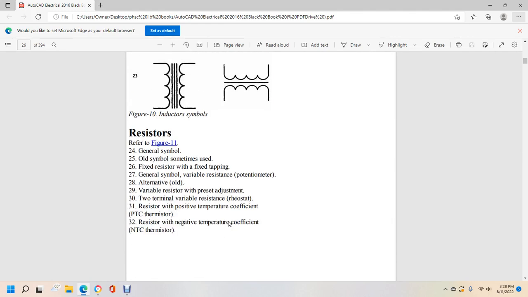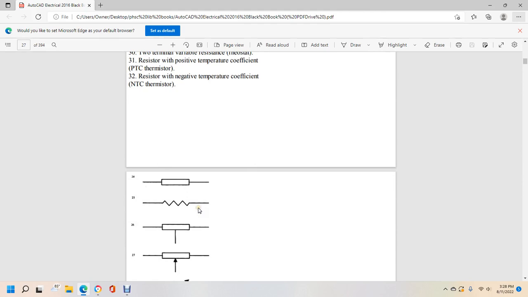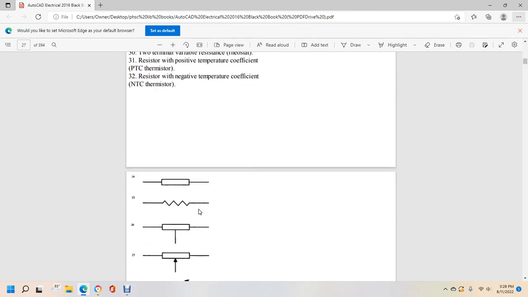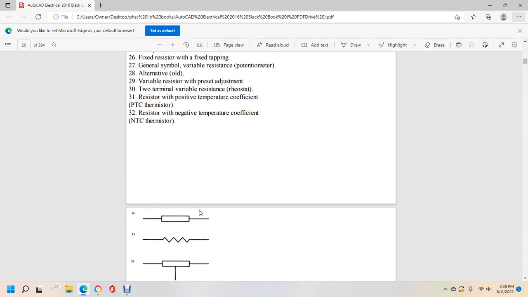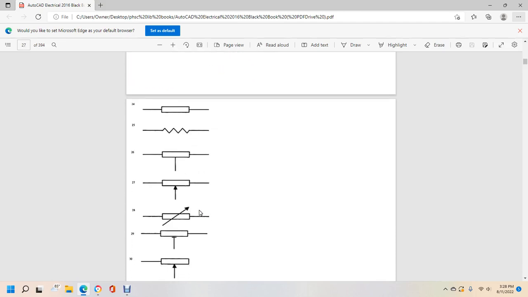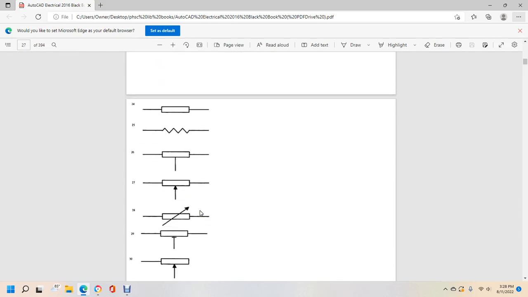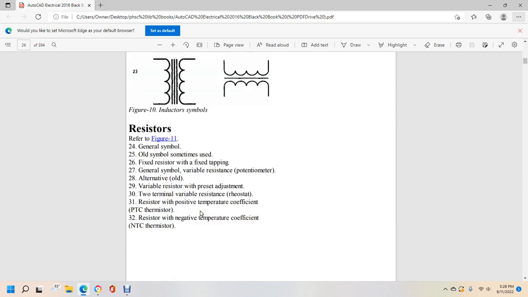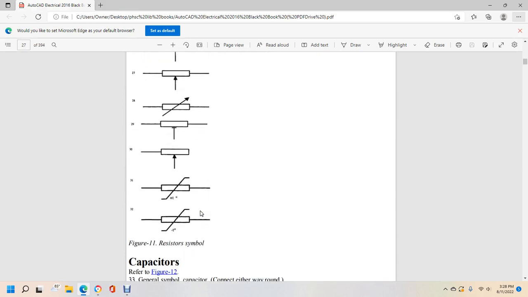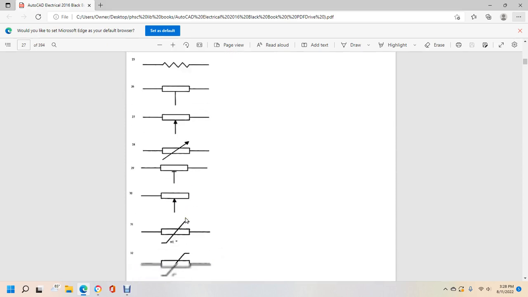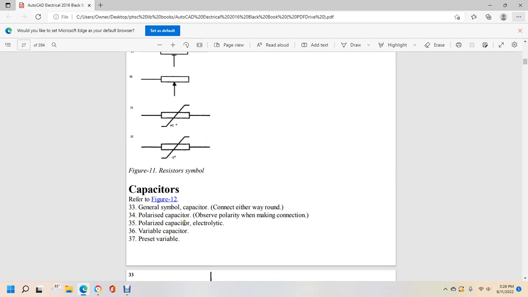So you first have a general resistor symbol and an old symbol, and then 25 would be a fixed tapping to it. 27, adjustable variable resistor, preset, and 28, alternatively old. 29, variable resistor. 30, 2 terminal variable resistance, and then 31 and 32 are a resistor positive temperature and negative temperature thermistor.